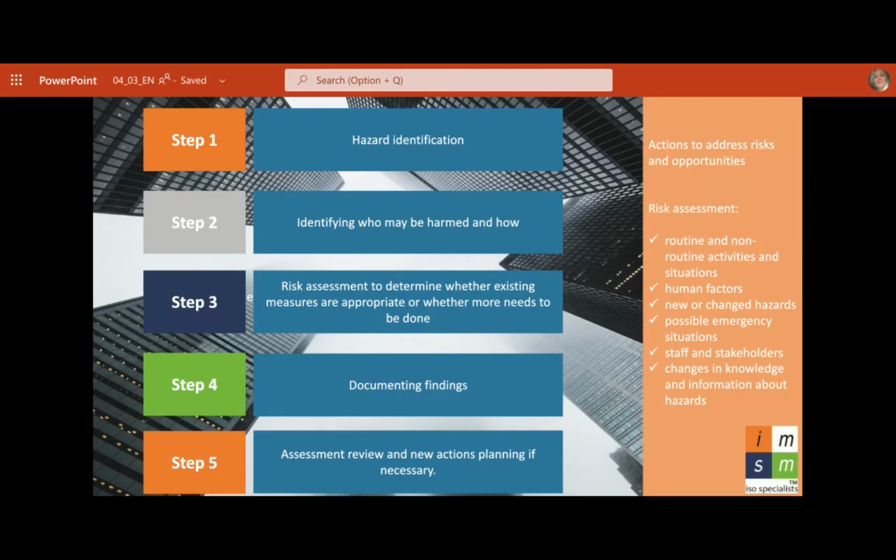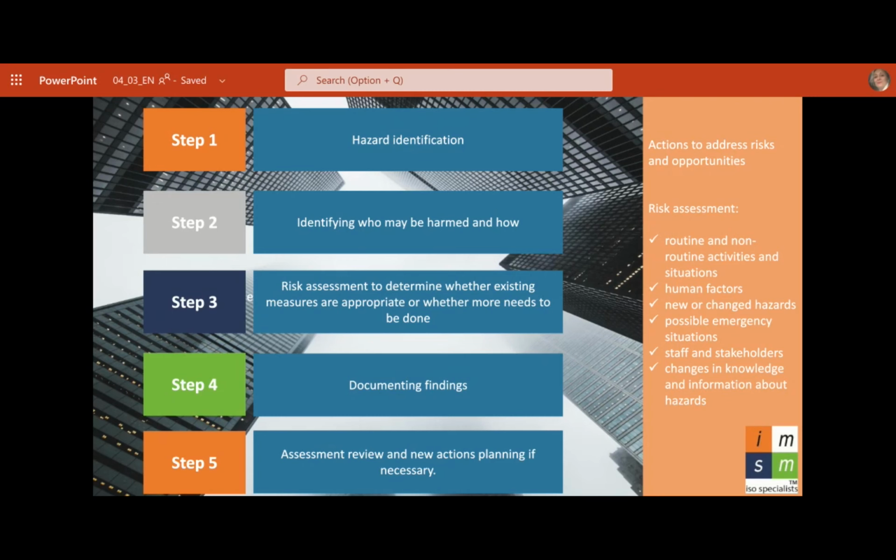Now, the actions to address risks and opportunities: risk assessment, routine and non-routine activities and situations, human factors, new or changed hazards, possible emergency situations, staff and stakeholders, changes in knowledge and information about hazards.